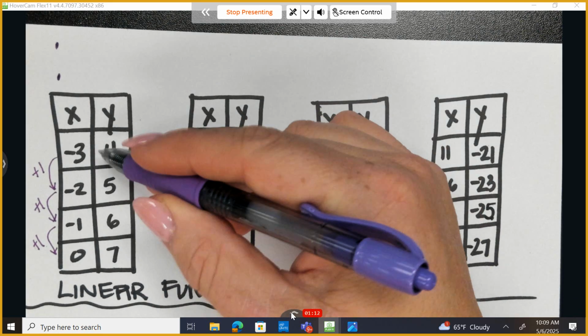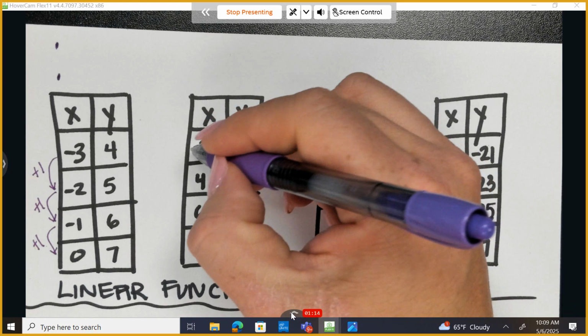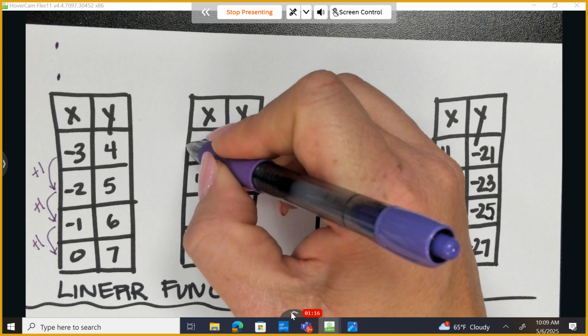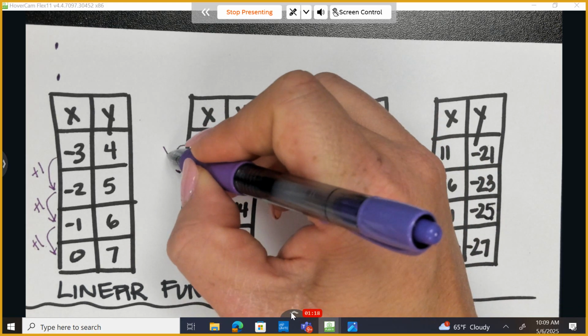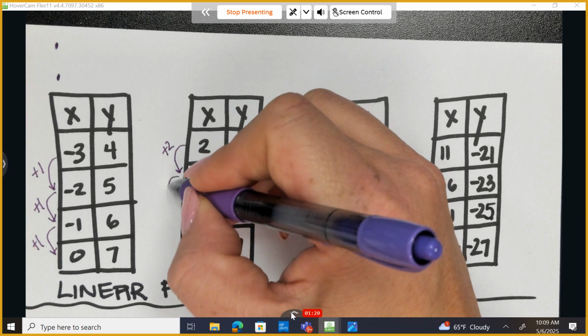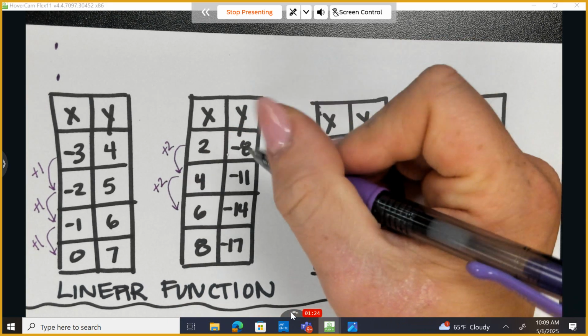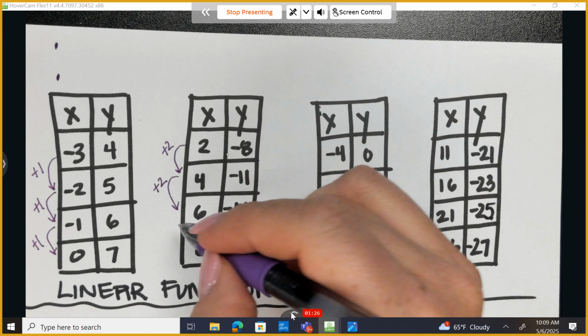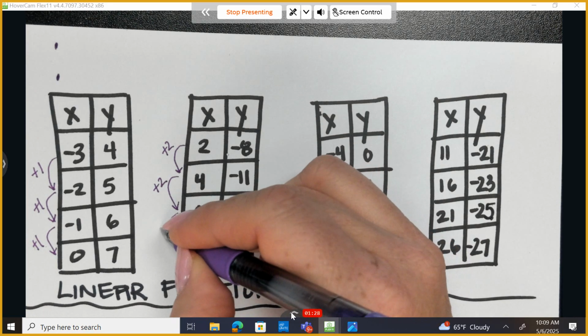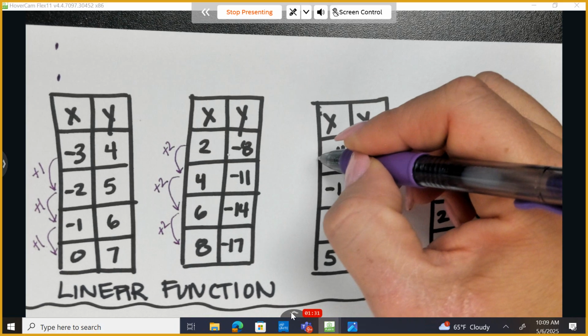We'll come back to the output values or y values later. Over here, let's do the same thing. How do I go from 2 to 4? I add 2. Please do not just put the value. We need to see, are we going up by adding 2, down by subtracting 2, or eventually we'll even get to multiplying. From 6 to 8, we're adding 2 again.